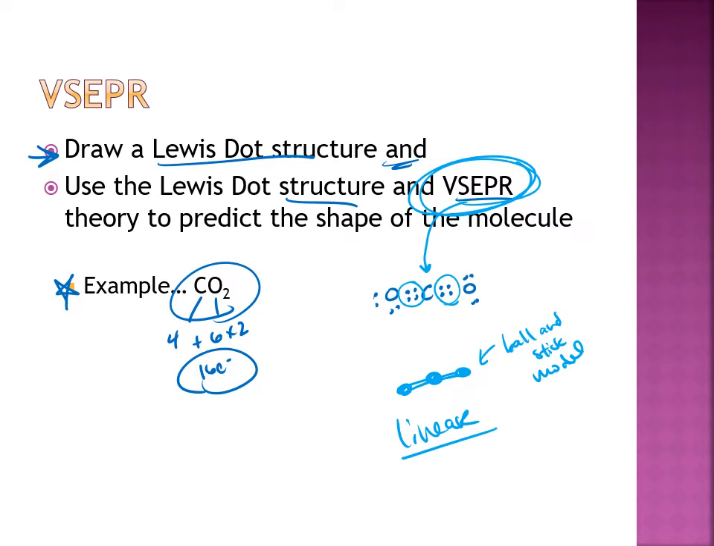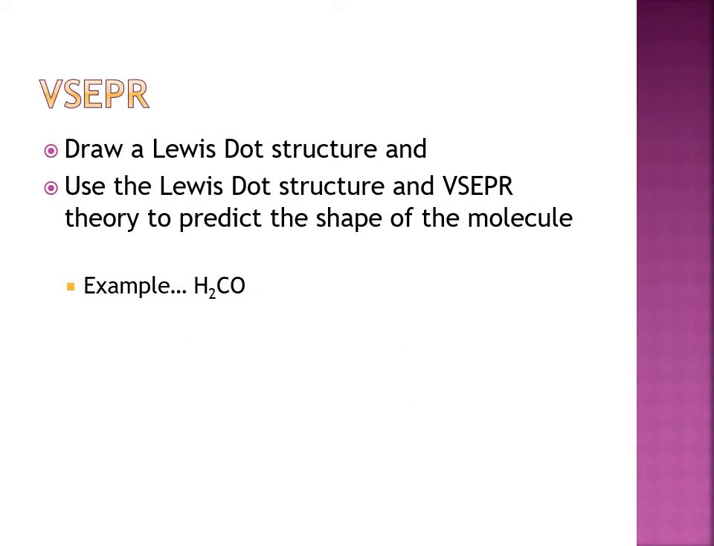I can make a linear molecule with carbon dioxide because there are no non-bonding pairs of electrons here. 2 bonding groups, 2 bonding groups. That's going to make this molecule linear with a bond angle of 180 degrees. 180 degrees from here to here. Good. Let's look at this guy, H2CO.